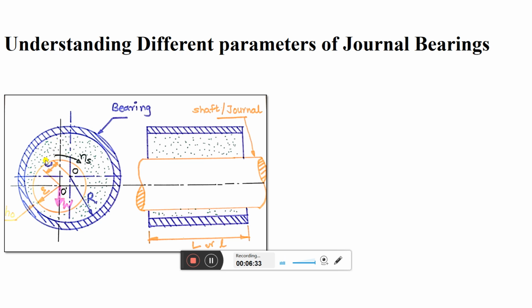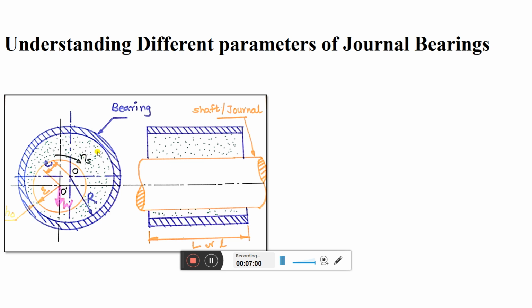Okay, so what are the different parameters of this? First of all, we will see small e. Small e is nothing but the eccentricity between the bearing and shaft. You can see O is the center of the bearing, O dash is the center of the shaft. The linear distance between O dash and O is nothing but your eccentricity. Small r is the radius of the journal, capital R is the radius of the bearing.